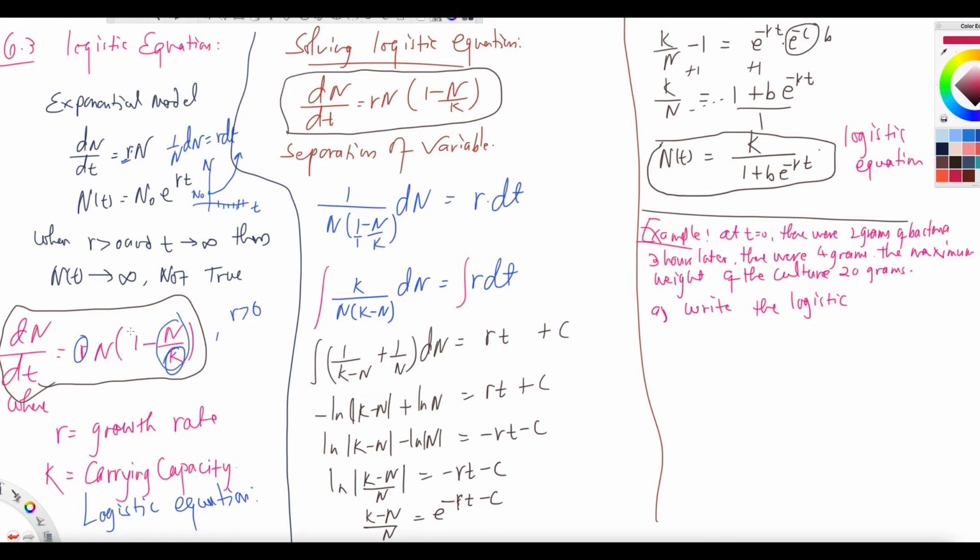This is the logistic differential equation, and this is the solution. So that is the logistic equation. Write the logistic equation that models the bacterial weight. The second question is, find the bacterial weight after 5 hours.